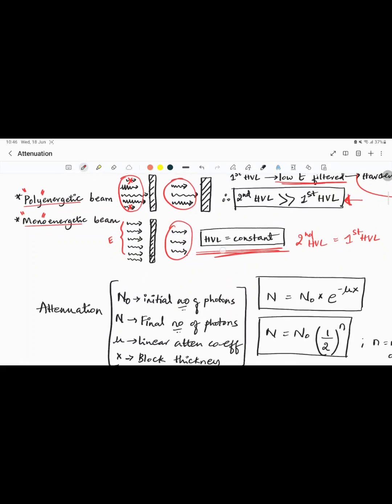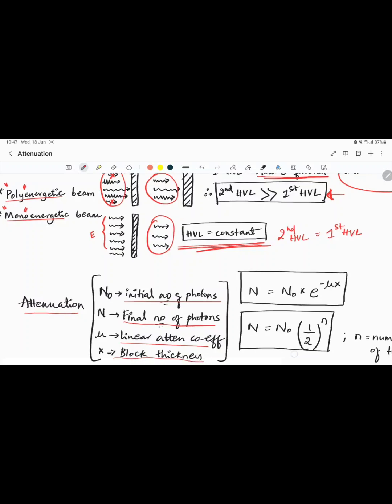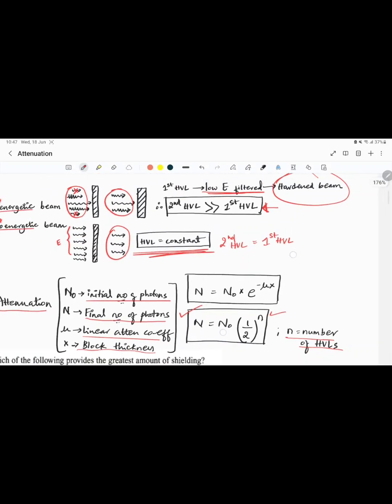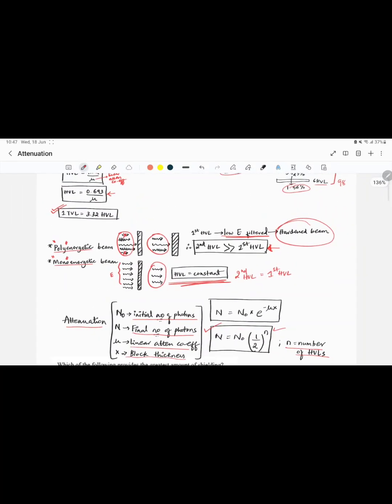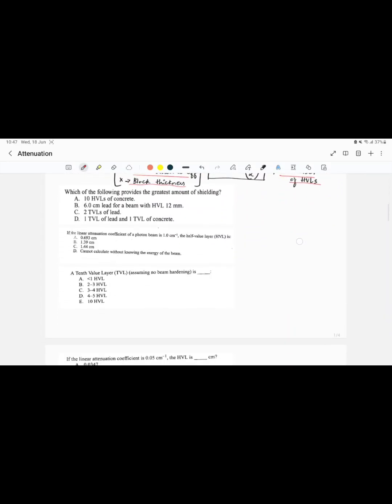All right. Another few formulas that are needed: attenuation is N equals N naught into e to the power of minus mu x, where N is the final number of photons and N naught is the initial number of photons. Mu, as we know, is the linear attenuation coefficient, x is the thickness of the block, and another similar formula where n is the number of HVLs. You can remember this formula. So these are the basic points that are required for us to know before solving our questions.